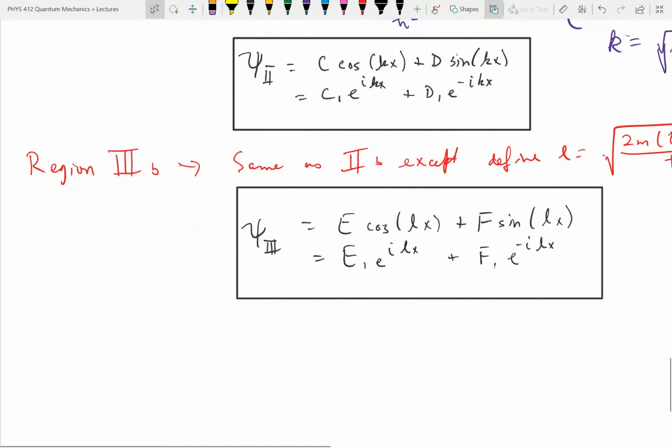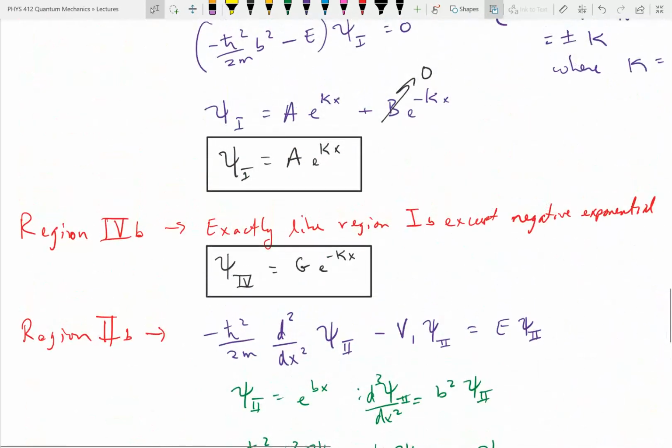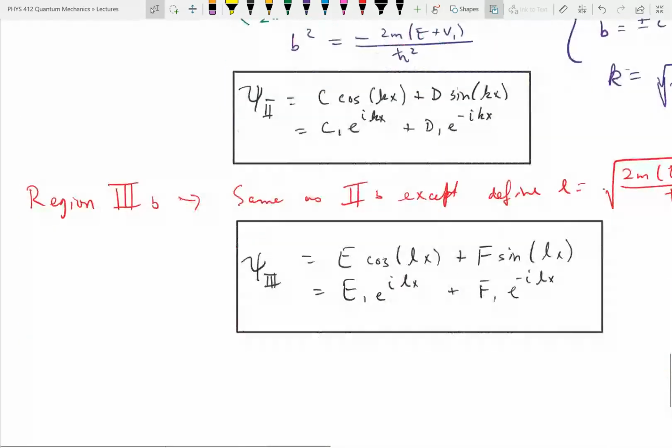So I'm first going to just summarize by copying down our wave equations for each region so we have them all together.